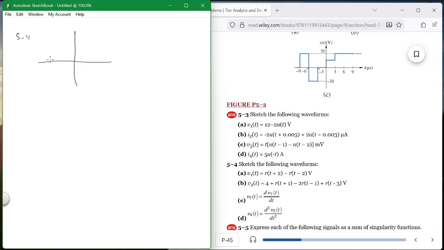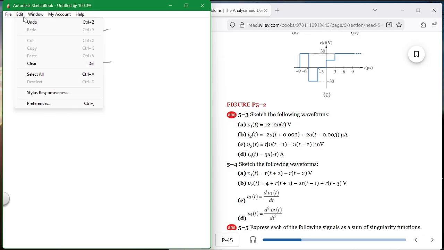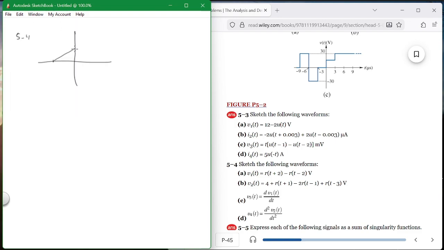Okay. So again, here on 5.4a, you've got r(t+2), which would basically be a ramp starting at -2, going up at a level. And when it gets to +2, it subtracts 1. So basically at +2, I just want to go from -2 to +2. And then there's one coming down at that rate, so that one up and the one down cancel each other out, so you're basically flat.